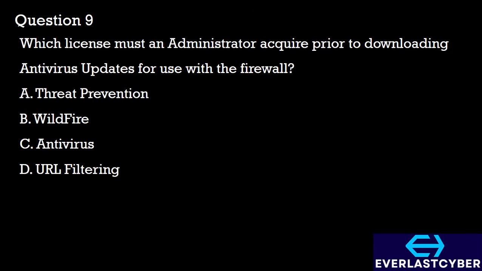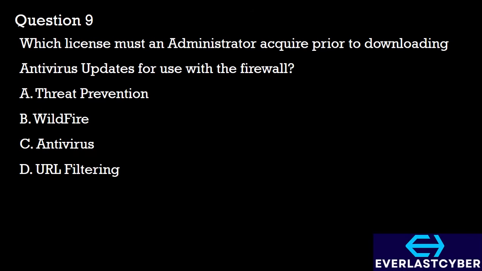Question 9. Which license must an administrator acquire prior to downloading antivirus updates for use with the firewall? A. Threat prevention. B. Wildfire. C. Antivirus. D. URL filtering. The threat prevention license includes antivirus, anti-spyware, and vulnerability protection. This license is required for downloading and applying antivirus updates on a firewall.